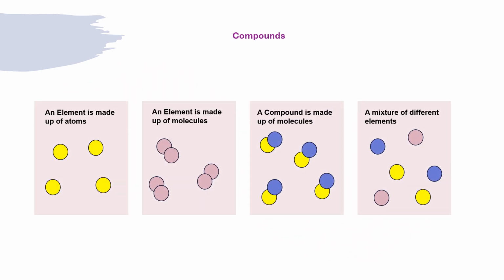An element is made up of atoms. The atoms are all the same and not joined up. It is also made up of molecules. The atoms are joined, but there is only one type, so it is still an element. A compound is made up of molecules. With a compound, we have different atoms joined together.